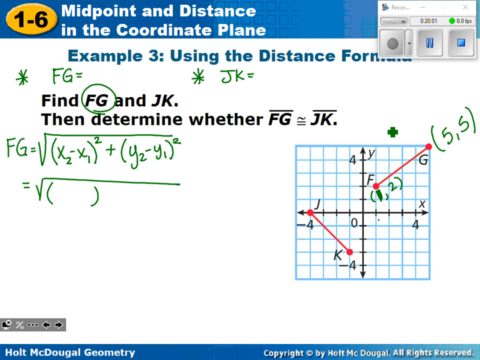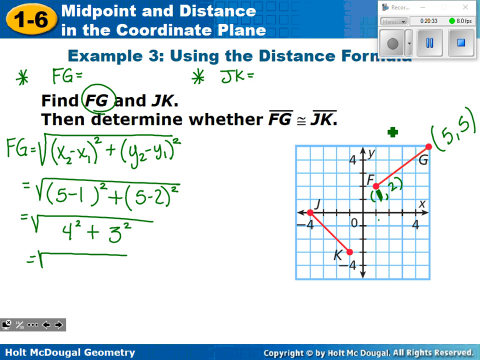Okay, so we can start with 5, and then we would do minus 1. So 5 minus 1 squared plus, if we do 5 minus 1, then what do we have to do for y? 5 minus 2. Be really careful that you are doing x minus x and y minus y. At this point, just simplify. What is 5 minus 1? 4, and we're going to square it, plus, what's 5 minus 2? 3, and we'll square it.